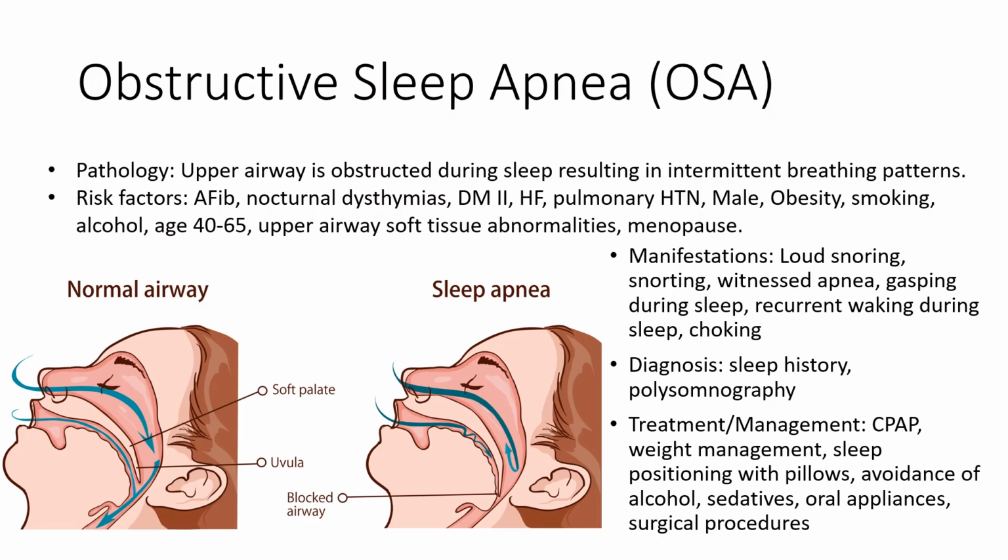All right, obstructive sleep apnea. So this is an upper airway obstruction. It's common during sleep and it results in intermittent breathing patterns. So it's a narrowing and it occurs in the retropalatal region or retroglossal region or the nose.